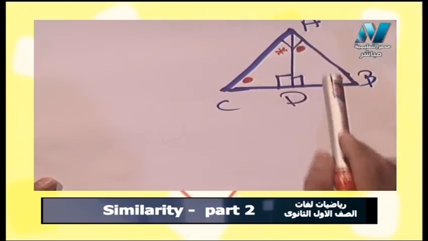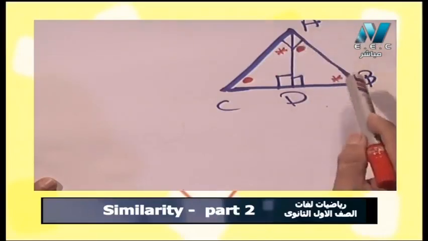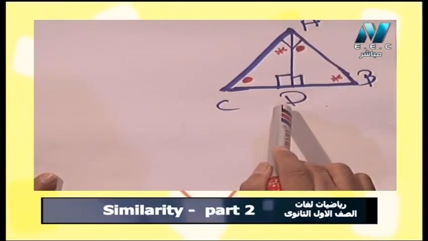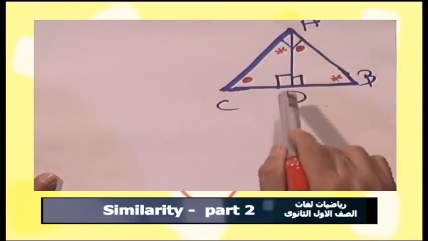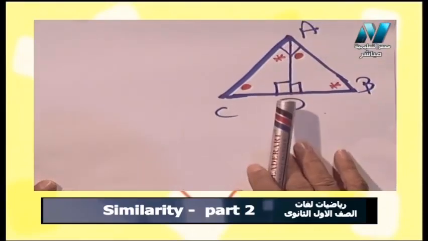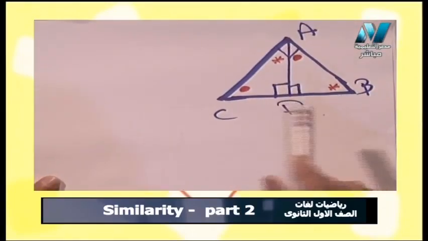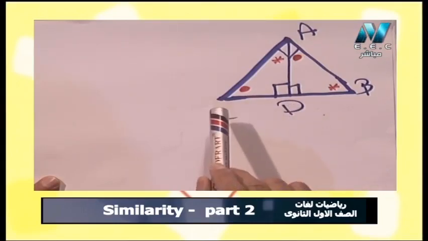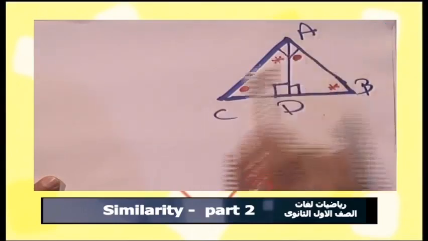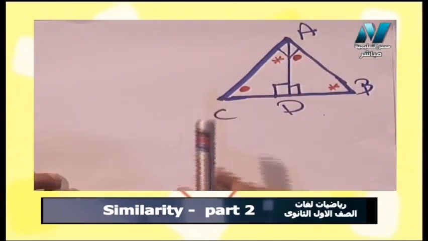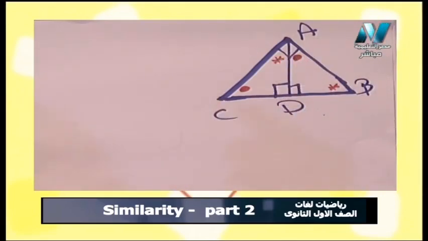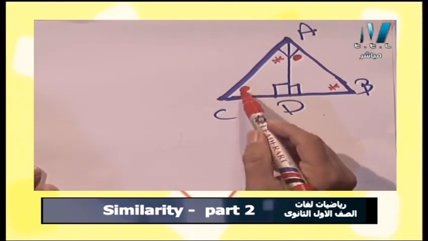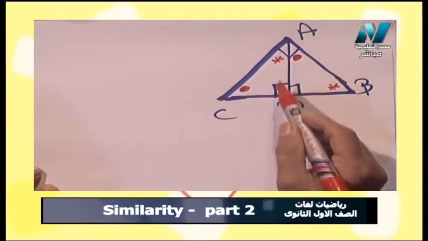The triangle ABD is similar to triangle CAD, and all of them are similar to the original triangle, which is CBA. How can we write them? The order in writing is very important. So try to say dot, star, and right.